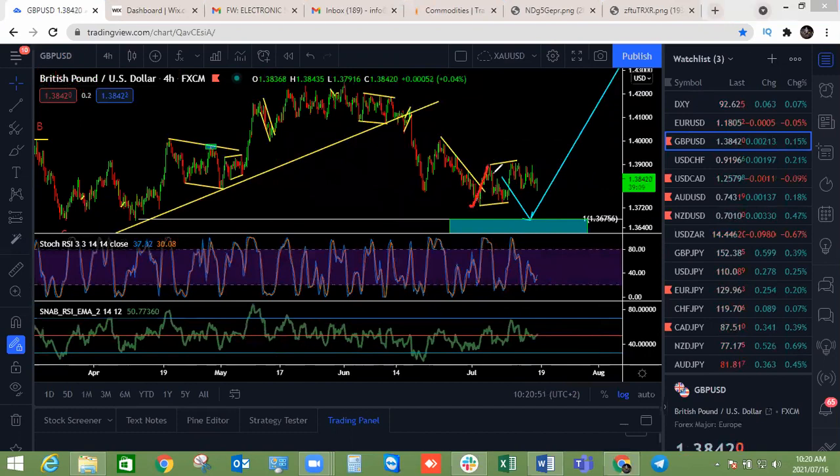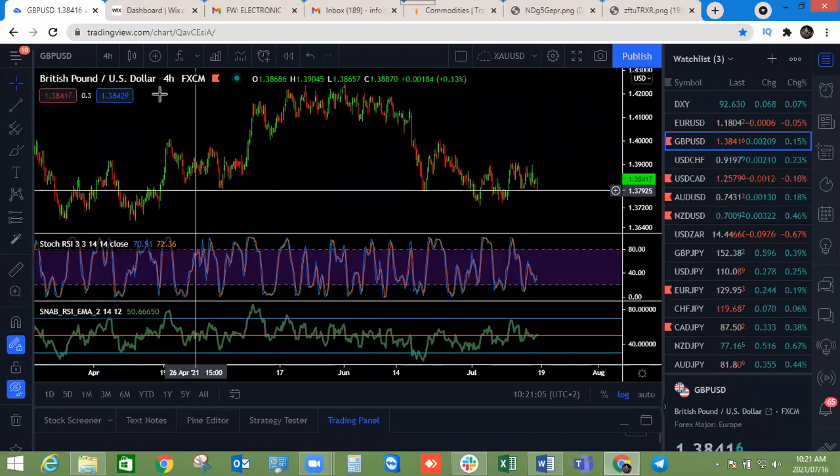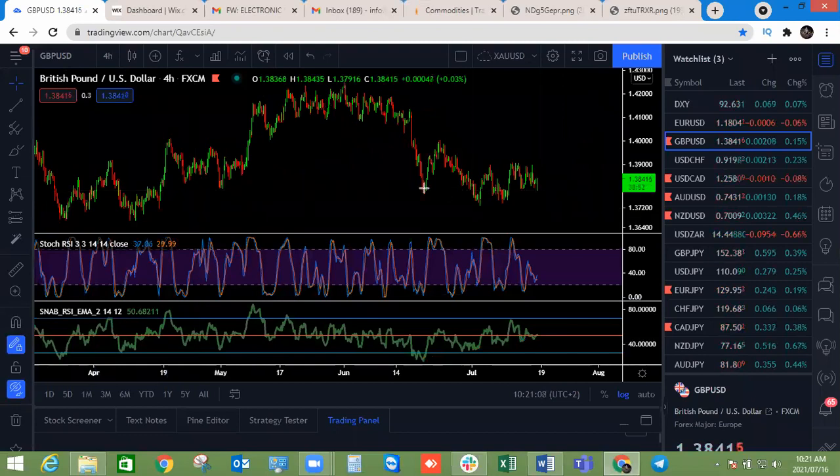Pound US dollar, we're looking for this to trade lower into the blue box. That is still the expectation, that we trade lower into the blue box. You can see the divergence here as well on pound. Look at that. As much as we're making these lows, let me just clear everything here.